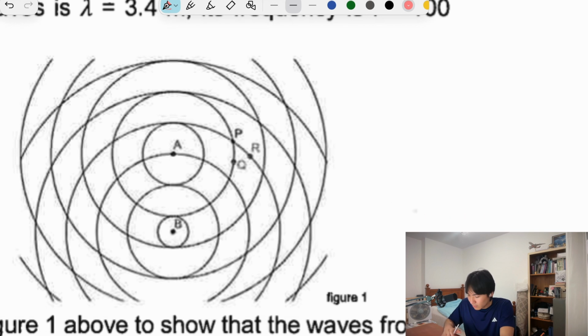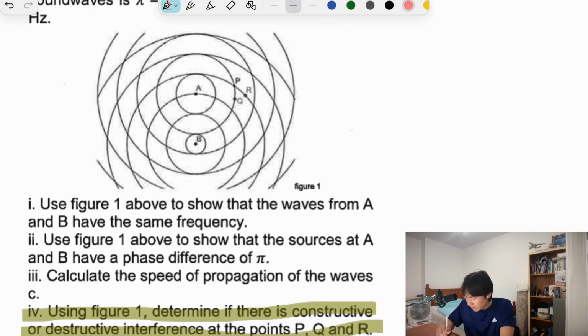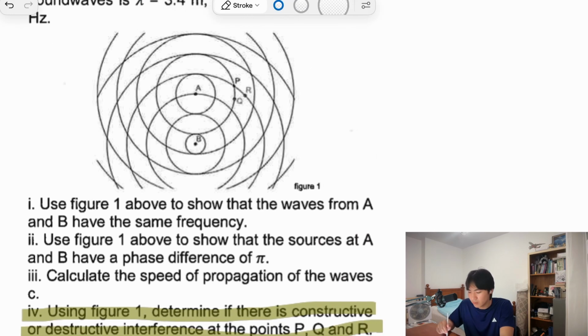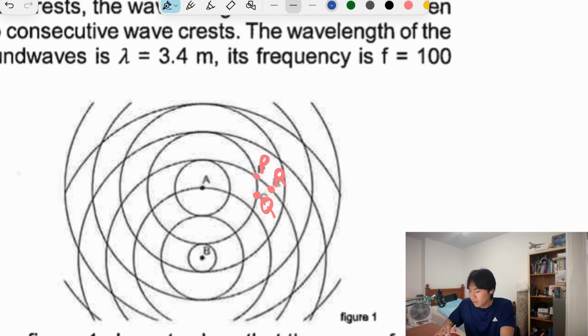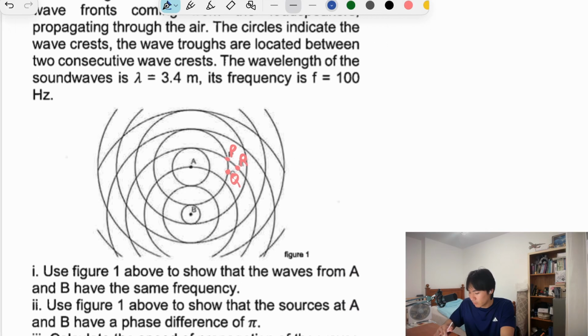Okay, let's study this here. What question 4 is asking for is to determine if it's constructive or destructive interference at the points P, Q, and R. Okay, pause the video right now if you want to try to solve it yourself.